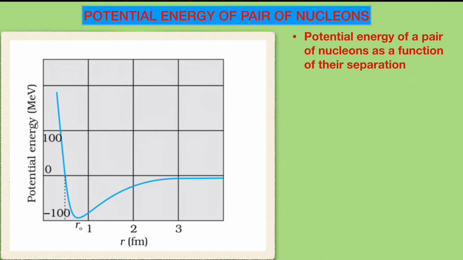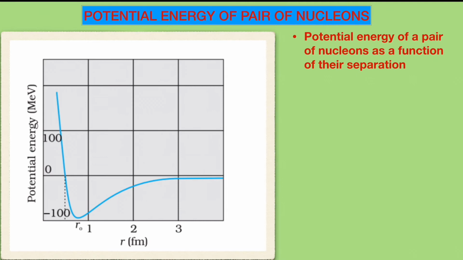If you observe this graph, you can see the value of potential energy we have taken is between minus 100 to plus 100. The minimum value is minus 100 and the maximum value is plus 100 mega electron volt. Distances are taken in intervals of 1 femtometer. From this graph it is clear that the potential energy is minimum at this level, denoted by R naught, and it is almost minus 100 mega electron volt.